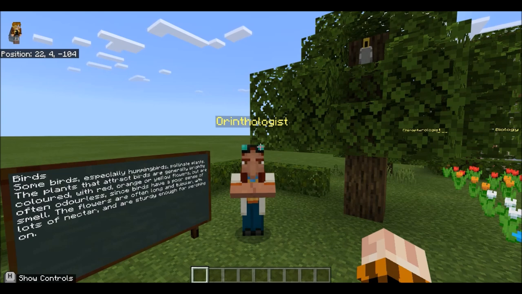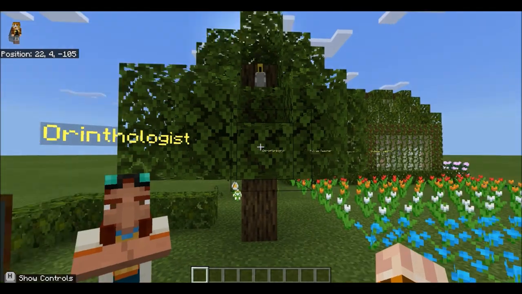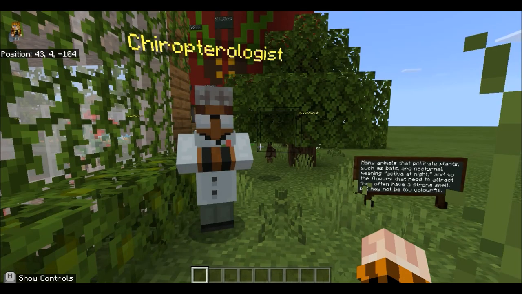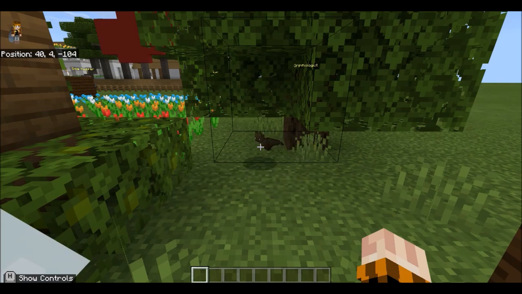So now let's learn about birds from this ornithologist. Some birds, especially hummingbirds, pollinate plants. The plants which generally attract these birds are brightly colored with red, orange or yellow flowers, but they are often odorless since birds have a poor sense of smell. Now, let us learn about bats from the chiropterologist. Many animals that pollinate plants, such as bats, are nocturnal, meaning they are generally active at night. And so, the flowers that need to attract them often have a strong smell, but may not be too colorful.